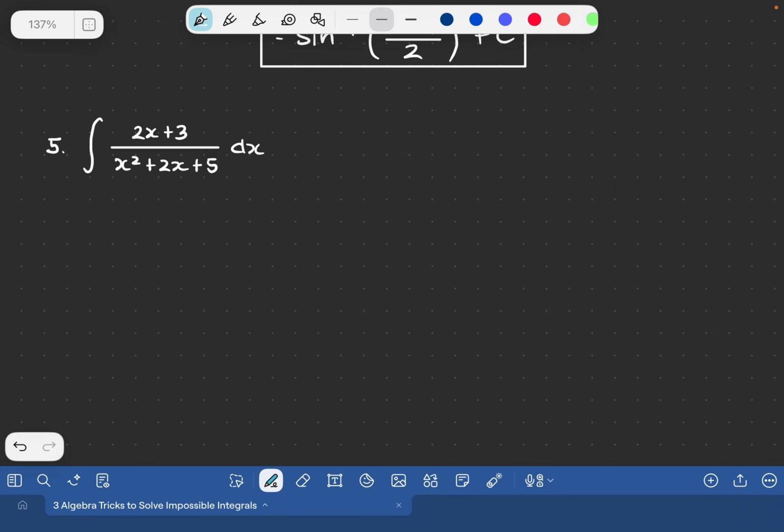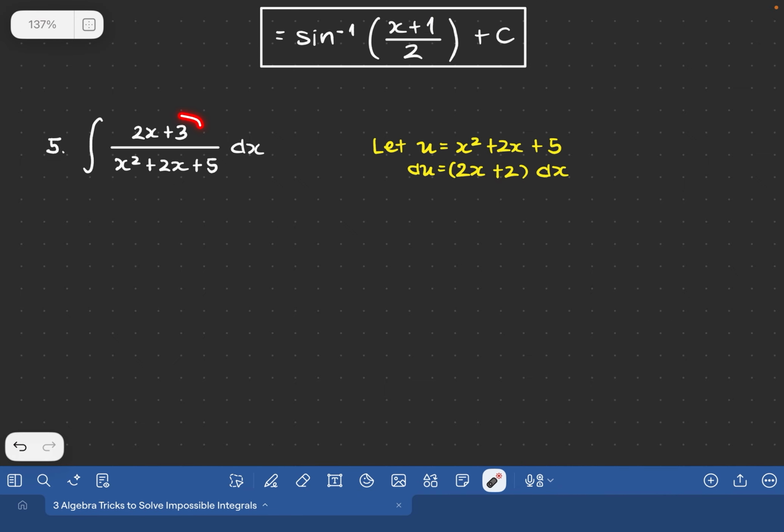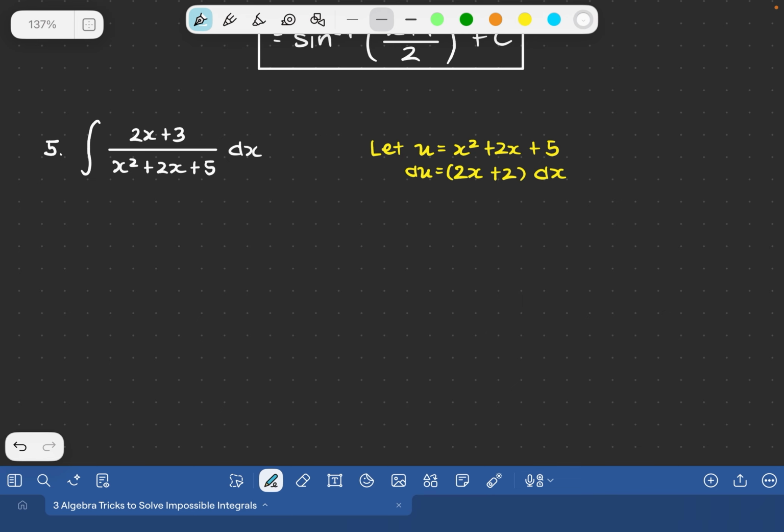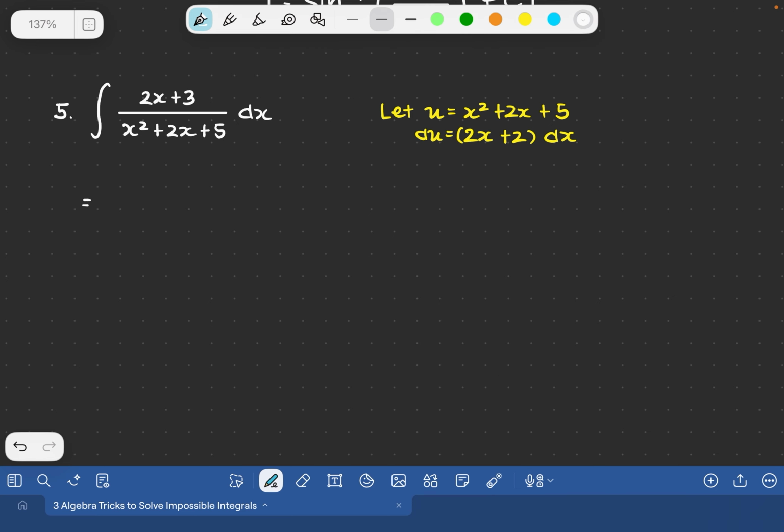So again, we start by letting u be equal to the denominator, so that we can determine what form of split we will do out here. If we let u be that one, du would become 2x plus 2 dx. So our numerator is 2x plus 3, so we will adjust accordingly.